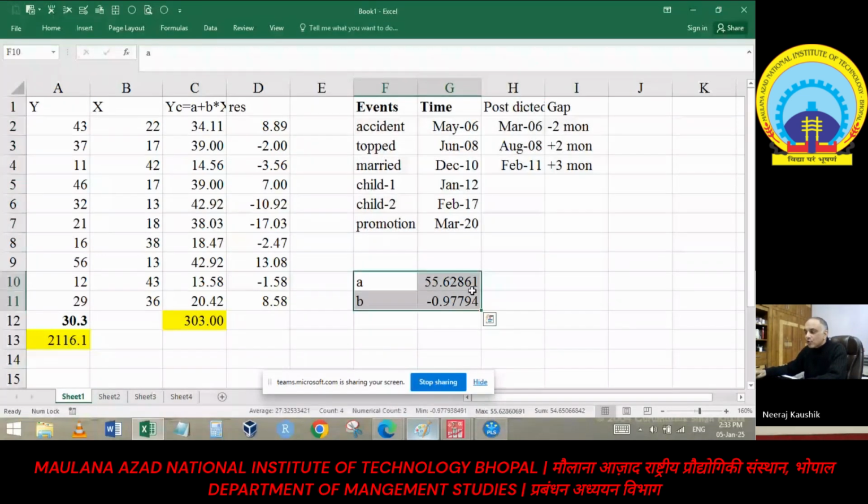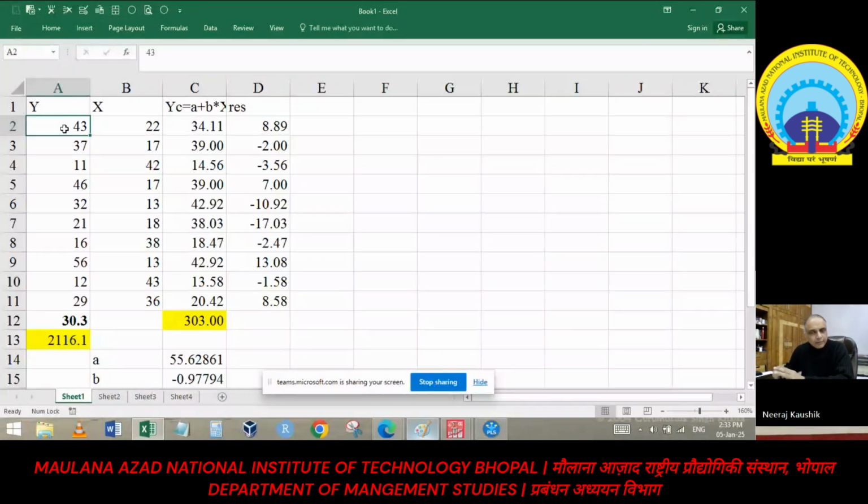Like I was talking about the astrologer, all this stuff, the same thing is happening here. There was an X, there was a Y. When X was 22, actual was 43. You tell me the prediction, and you predicted it will be 34. Not very good. When X was 17, actual was 37. The prediction was it will be 39. Can you see? Plus minus, plus minus. Now the question comes, how good is it?